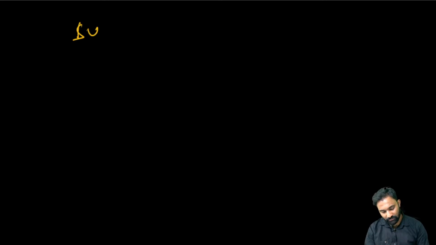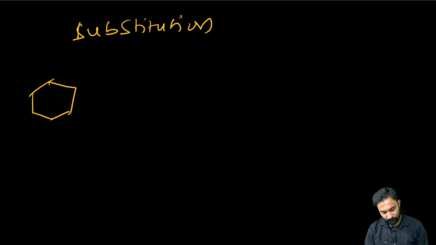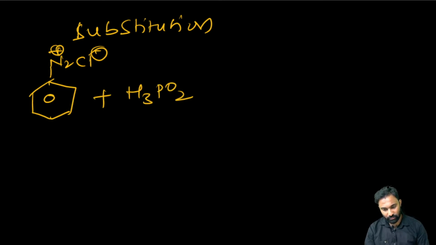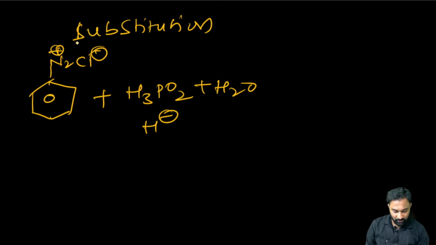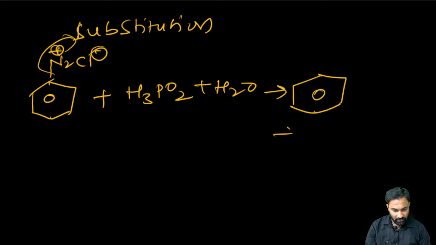Now, the substitution of hydride ion. This is also very, very important. Benzene diazonium chloride in the presence of H3PO2 plus H2O. From this H3PO2 we will get the hydride. In the presence of H3PO2 and H2O, benzene diazonium chloride will be eliminated and we will get benzene. You have to be very careful with this one. You will get N2, H3PO3, and the byproduct HCl.